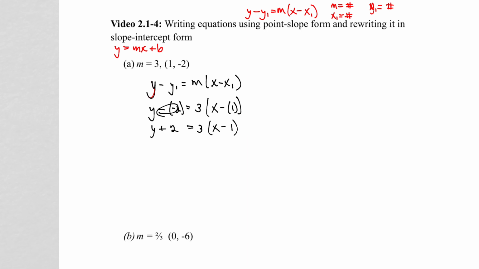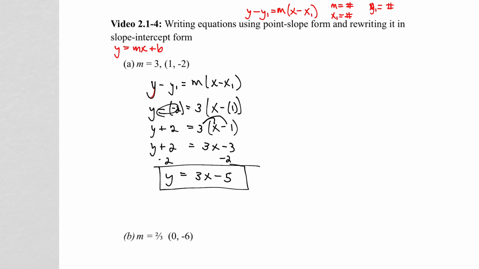So I could just start off by subtracting 2 on both sides, but I'm going to clean up the right side a little bit. Okay, I'm going to distribute this 3 first. So this becomes y plus 2 equals 3x minus 3. And now at this point, I'm going to subtract 2 on both sides of the equation. And on the right side, I want to make sure that I combine minus 3 and minus 2. Those are the like terms. So I end up with the equation y equals 3x minus 5. So that's my equation in slope-intercept form.